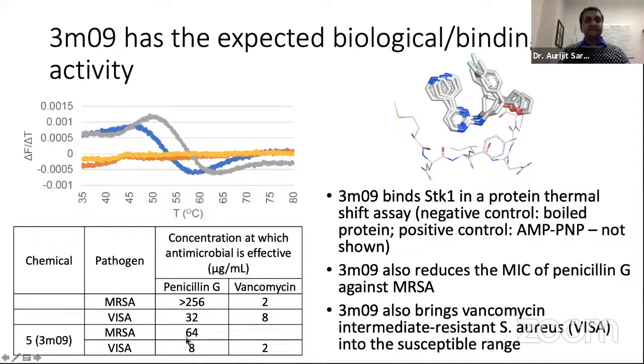Visa, it does from 32 to 8. That's a 4-fold reduction. It also reduces the MIC of vancomycin for Visa from 8 to 2. Visa is known as resistant because its MIC is over 2, so it's 4 or above, right? It reduces it to the susceptible zone of vancomycin, which is a really tremendous find. So clearly this chemical is of interest.